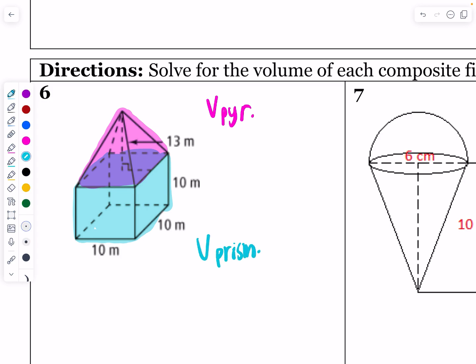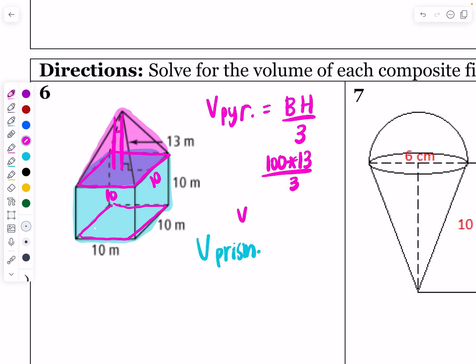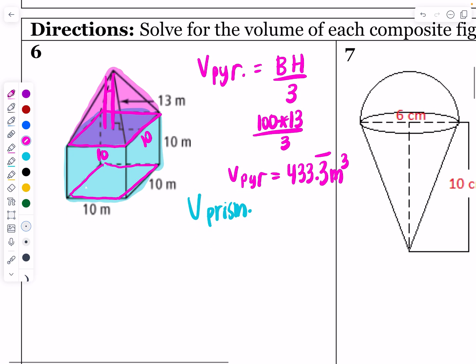And so we just need to go get our formulas, and you can look at your formula sheet for this. The volume of a pyramid is going to be equal to its base times its height divided by 3. So what is its base? Even though it's not written, we know that that shape is going to be congruent to this shape right here. So that's going to be a 10 by 10. So that base is going to be 100. I'm going to multiply that by its height, which on the pyramid is 13. And then I'm going to divide that by 3. So 100 times 13 divided by 3. That is going to give me a volume for the pyramid of 433.3 repeating meters cubed.